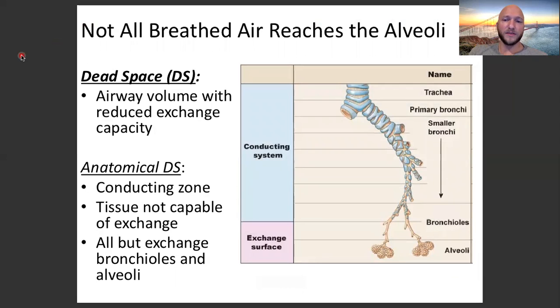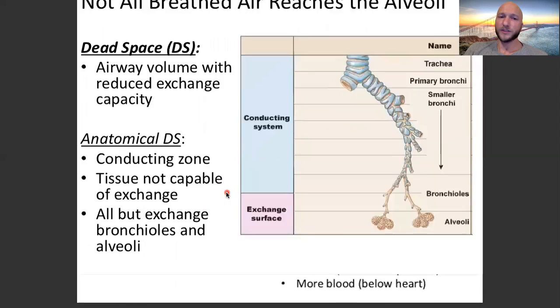Well, we've got to consider something called dead space. Dead space is airway volume with a reduced exchange capacity. So the trachea, the bronchi, and the smaller bronchi. The anatomical dead space, or dead zone, is the conducting zone. It's the area whose job is to just conduct and bring that air to our alveoli. This tissue is not capable of exchange. It's everything but these tiny bronchioles and alveoli. 99% of gas exchange happens in these alveoli. So how does that change this equation?